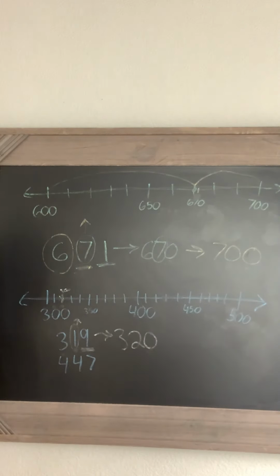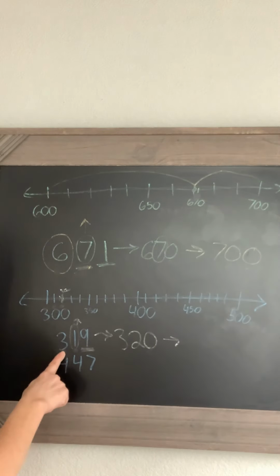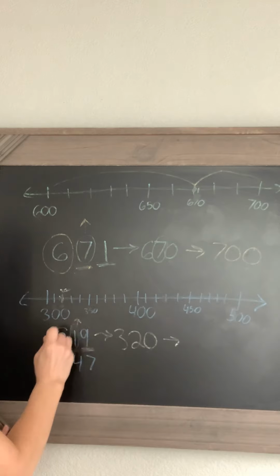So just remember, when we're rounding, your ones place will always be a 0, no matter if you're rounding to the nearest 10, hundreds, thousands, okay? So now we're gonna round this to the nearest hundreds. I'm gonna circle my hundreds place, I have a 3.